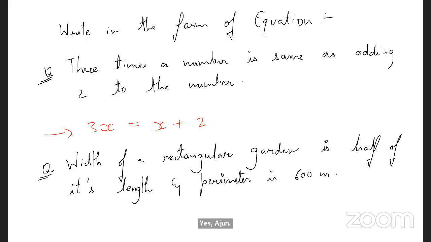Okay, so the perimeter is 600. Perimeter is 2 into L plus B, and B is half of L.